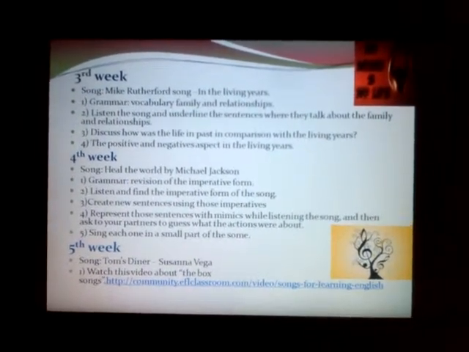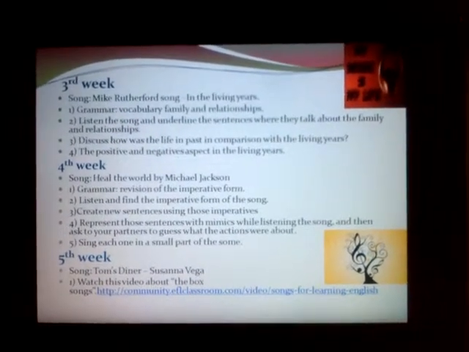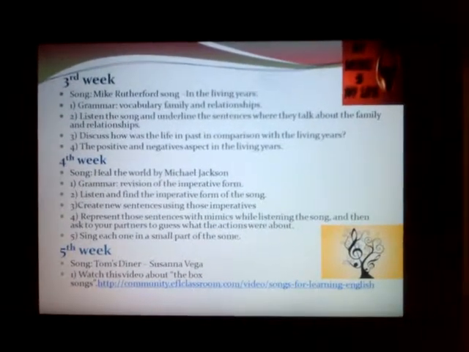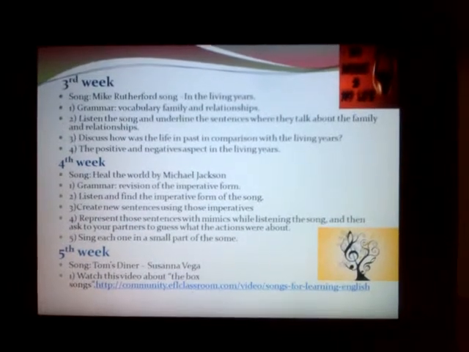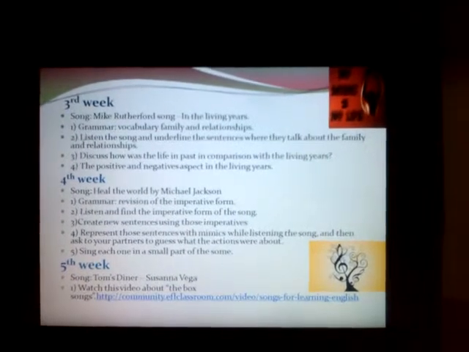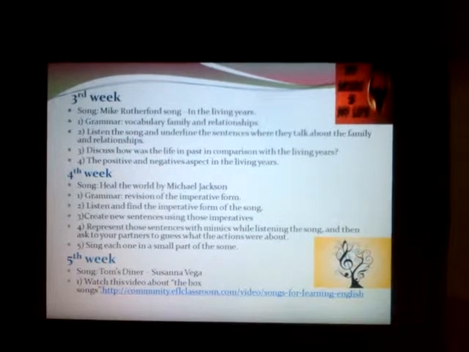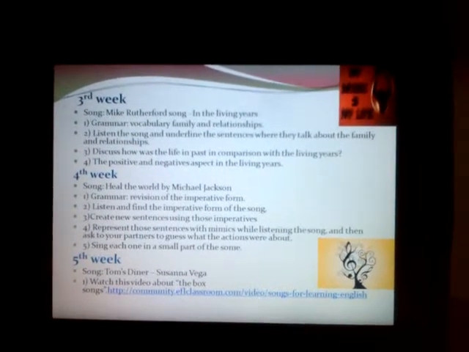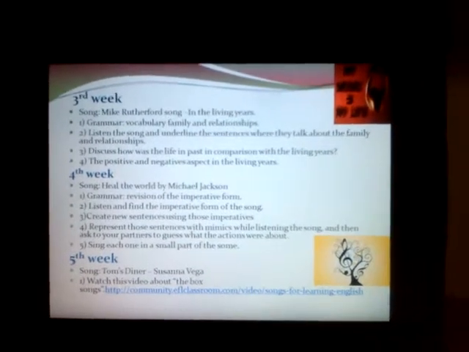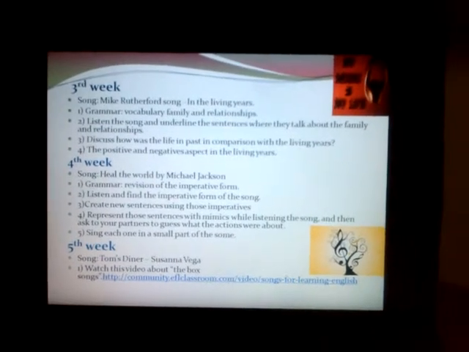Okay. The fourth week, we're going to use the song "Heal the World" by Michael Jackson. It's a very popular song, but there we're going to review the use of the imperative form. We're going to listen and find the imperative forms in the song, and create new sentences using those imperatives. The fourth part of the activity is to represent those imperative sentences with mimics while they're listening to the song, and they ask their partners to guess what the actions were about.